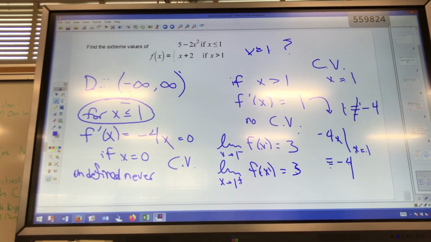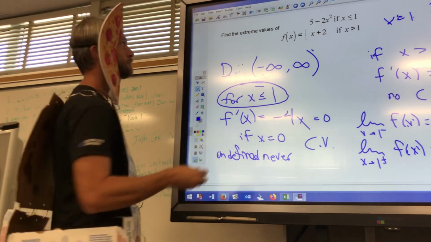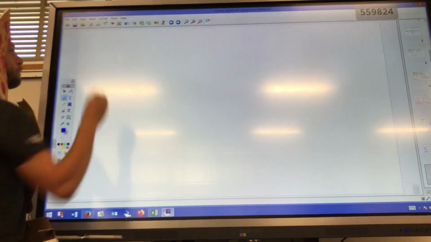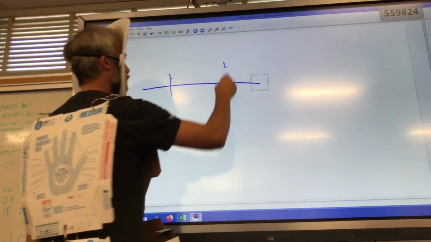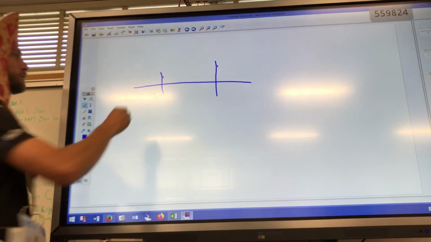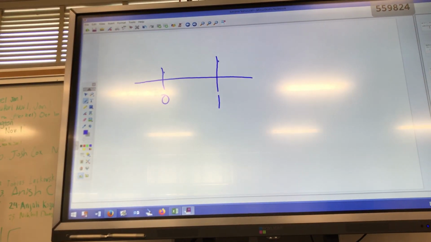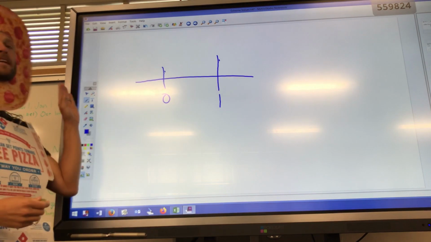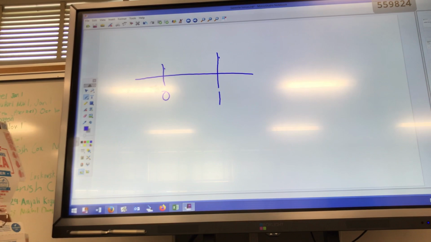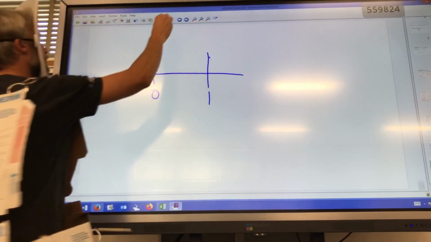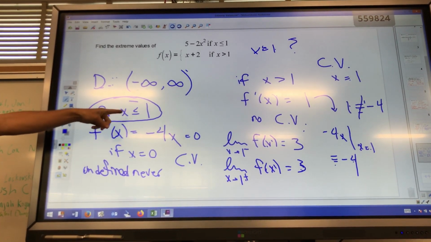So now what? We need a sign chart, right? To check and see if it's maxes or mins. What were our two critical values? 0 and 1. Were there any restrictions on the outsides of that? No, negative infinity to infinity. So choose a value less than 0 and plug it into your derivative. If we pick a value less than 0, like negative 1, what was our derivative for values that are less than 0? Well, that'd be this one, right?